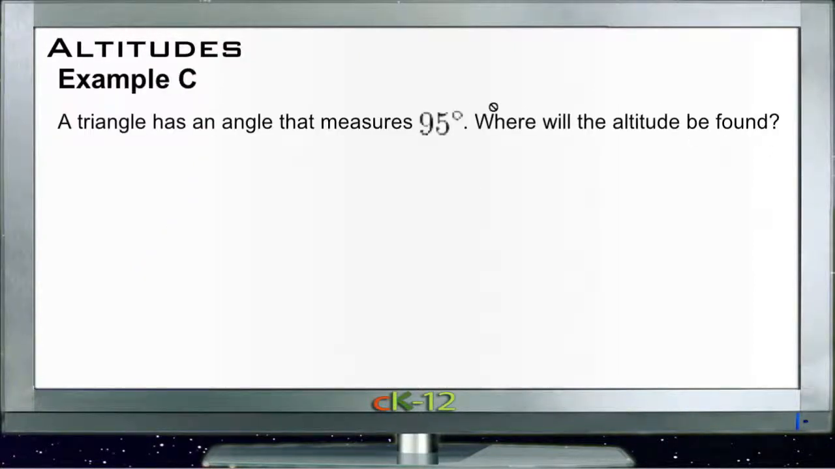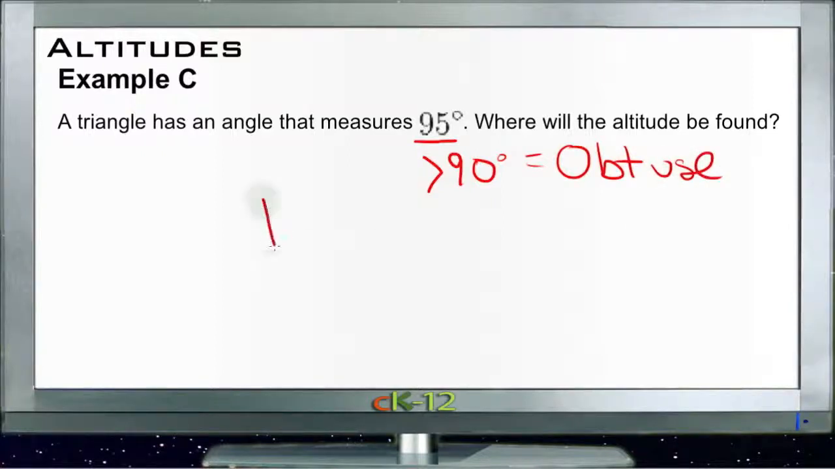And then finally for example C, it says that a triangle has an angle that measures 95 degrees. Where will the altitude be found? Well, since 95 degrees is greater than 90 degrees, this would be an obtuse triangle. So an obtuse triangle is a little bit wider than 90 degrees on one angle, like so. And on an obtuse triangle, the altitude of the triangle is outside of the actual triangle.